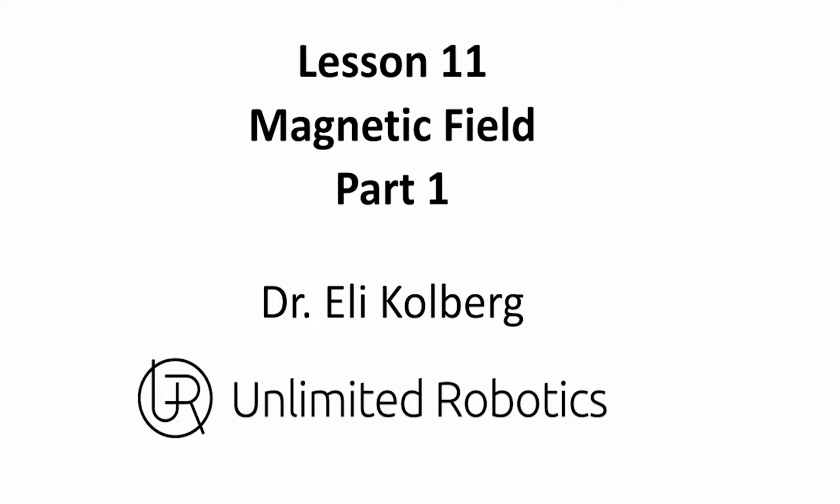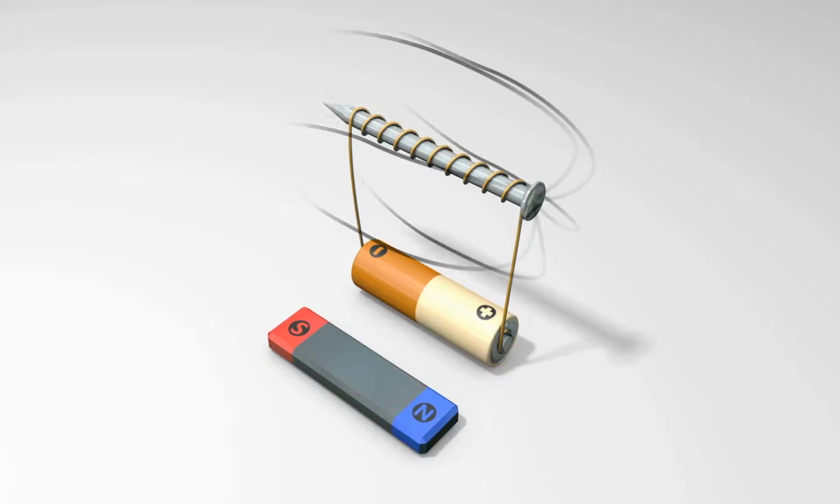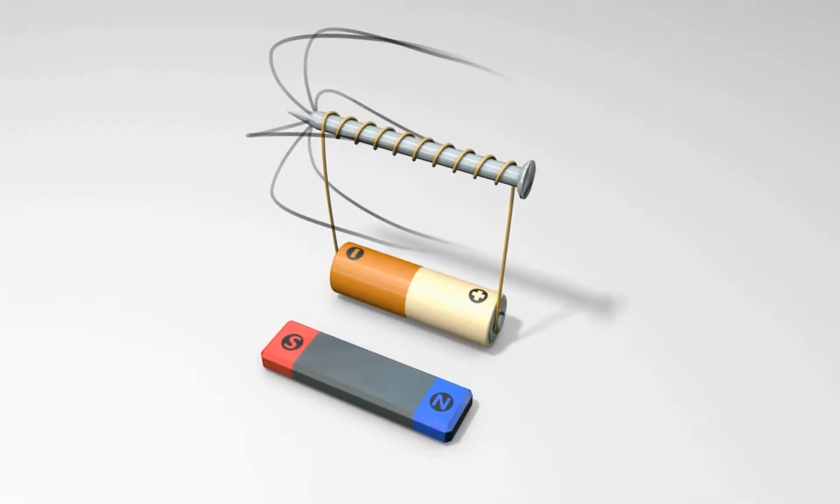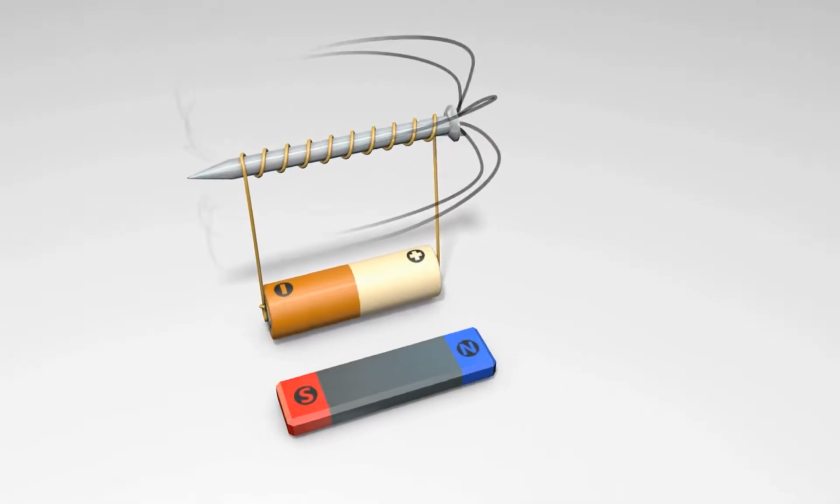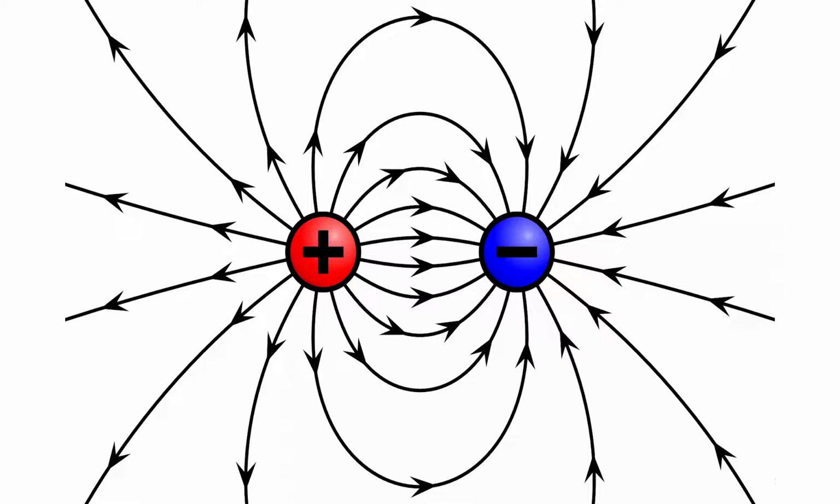In this video, I will talk about magnetic field. It will be first out of two parts. A magnetic field is a field produced by electric charges in motion or by magnets. Stationary charges can only produce an electric field, but not a magnetic one.